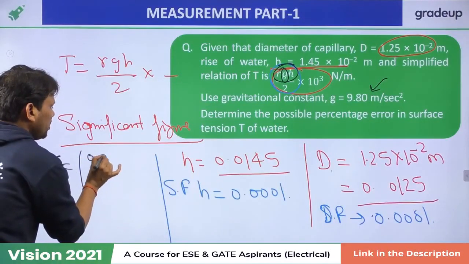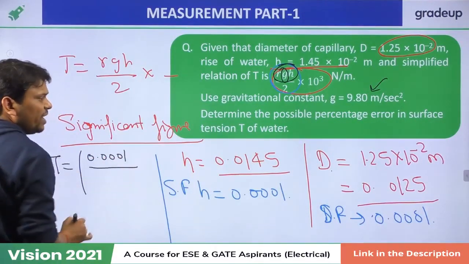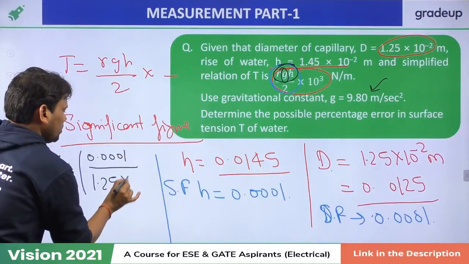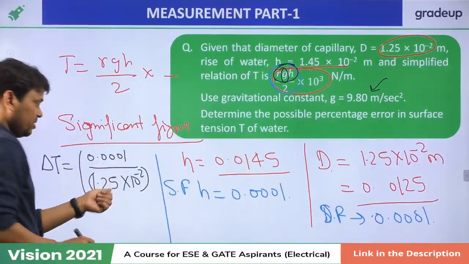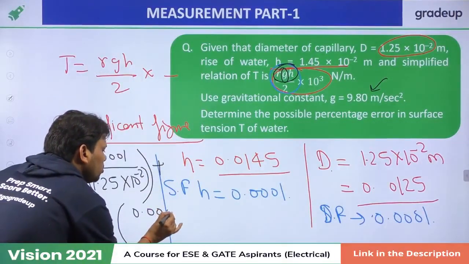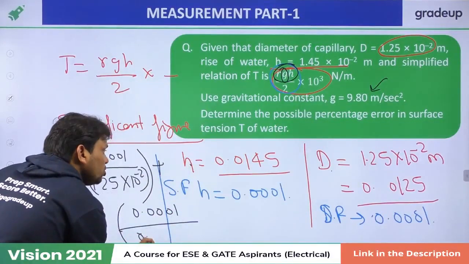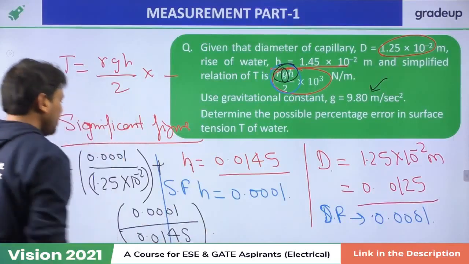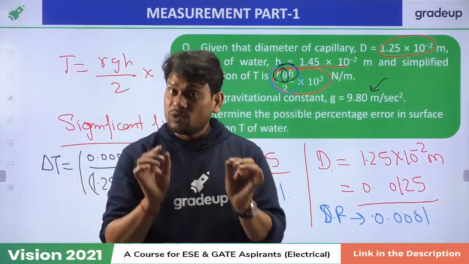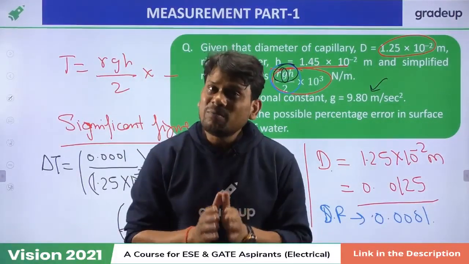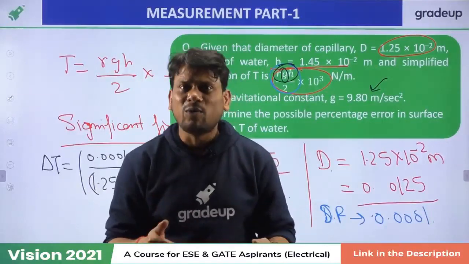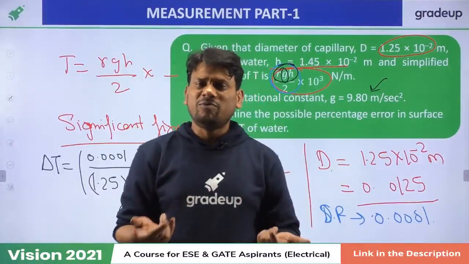So here, dear friend, 0.0001 divided by 1.25 into 10 to power minus 2 is the first error. And divided by 2 also, so both will cancel. And plus another thing is 0.001, this is the height error, divided by 0.0145. Please mind it, my dear friend. That example was a very nice example. So keep that point in your mind also. Sometimes significant figures are mainly responsible for finding the error. So try to handle that type of problem also.